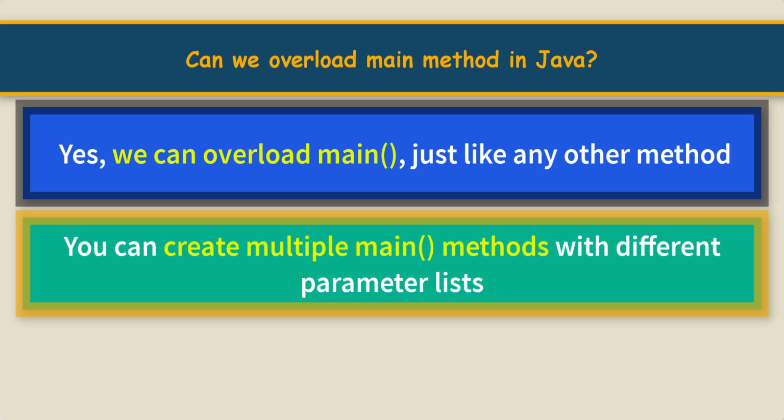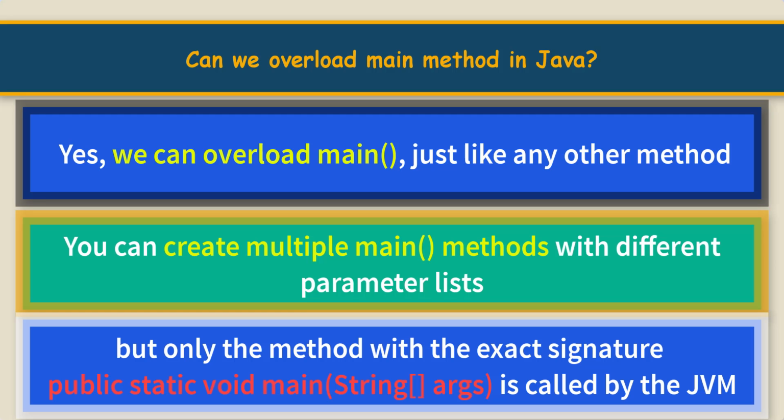Because Java will be able to call it without creating any object. That is why the main method is static. So yes, you can overload the main method in Java, but only the method with the standard signature public static void main(String[] args) will be used by the JVM to start your Java program.